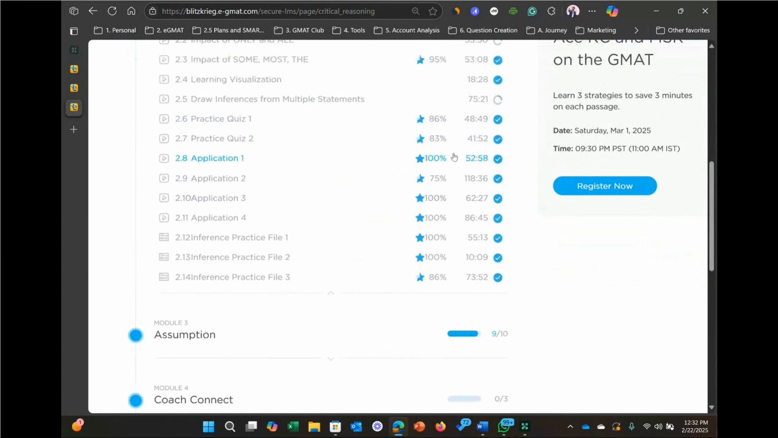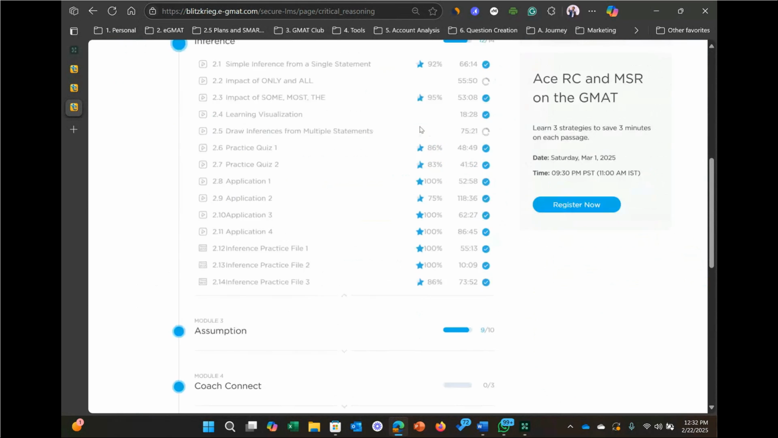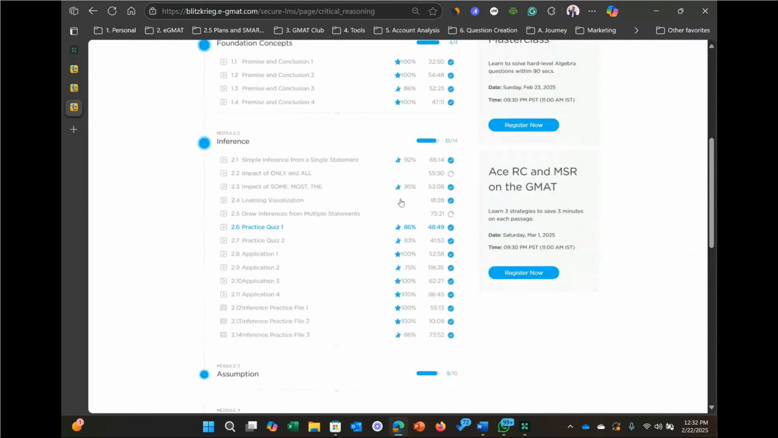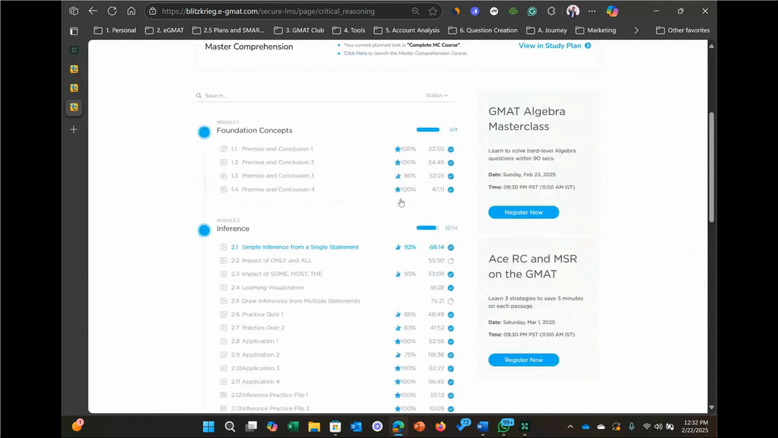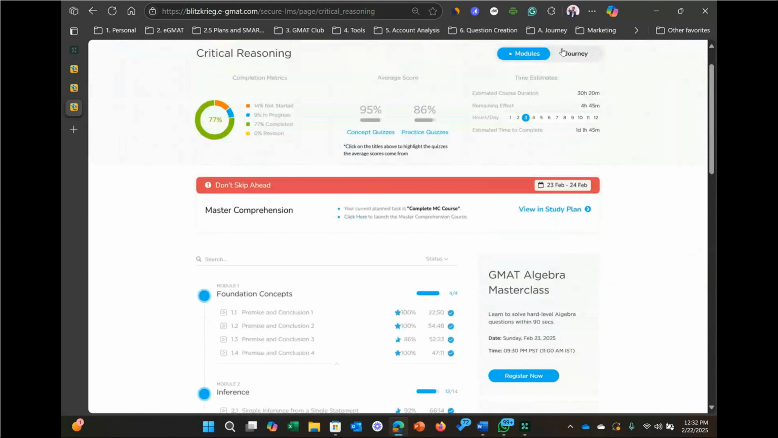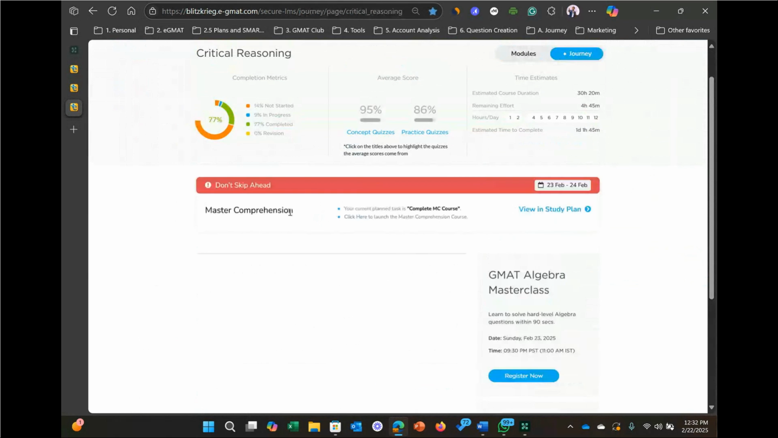So when you really see these scores over here, these are not completion statuses. The completion statuses are these tick marks. These are our evaluations and how well you've done. Now, this person has done some of these on a second attempt. Some of these are first attempt. And to really figure that out, you have another view called the journey view.